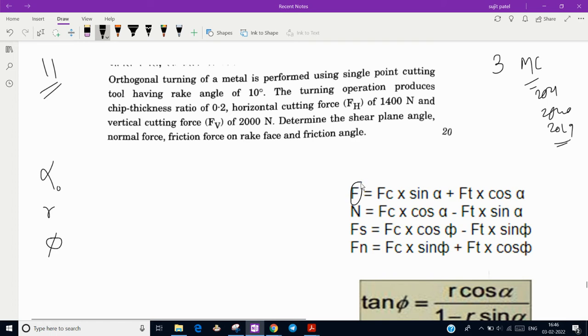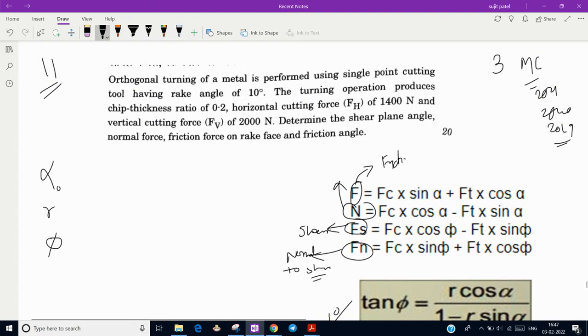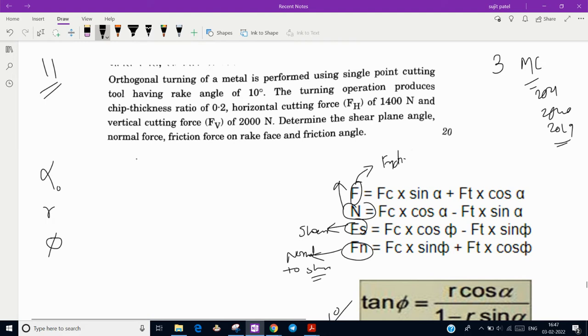Here F is the frictional force, and this is normal to the friction. Fs is the shear force in the shear plane, and the normal force is normal to shear. And this is the equation between phi and alpha and R. So these are the usual notation. Fc will be the cutting force in the horizontal direction, and Ft will be the thrust force in the vertical direction. Okay, so without wasting any time, let's start.